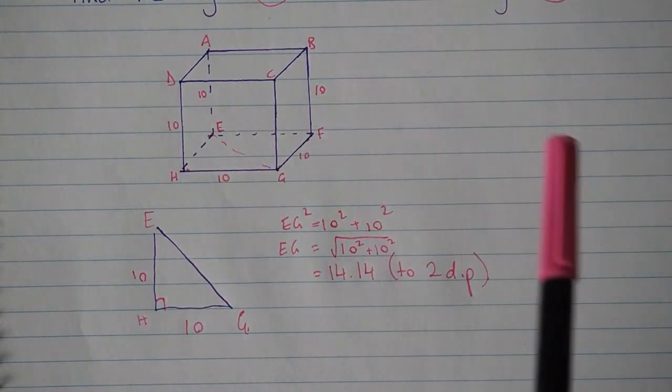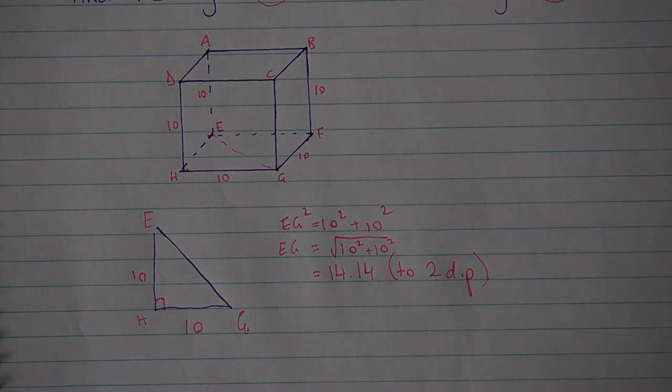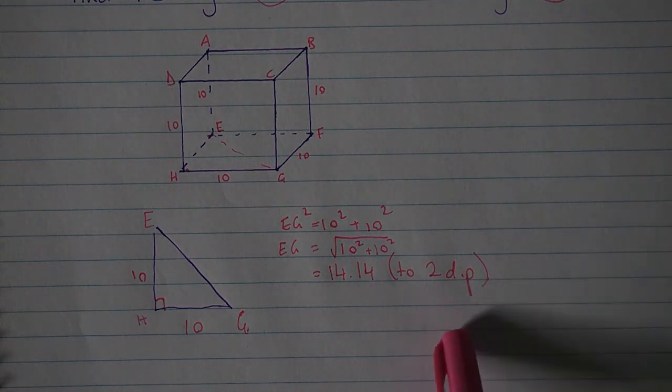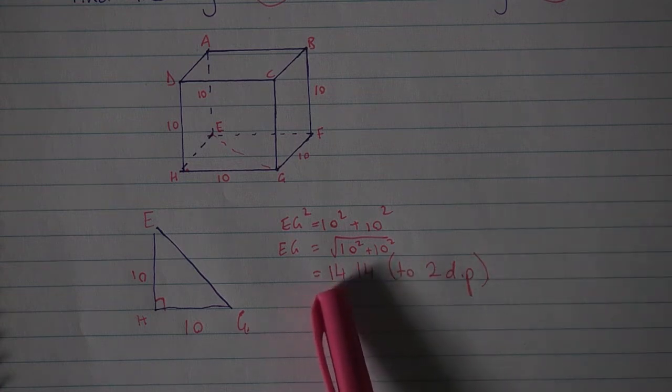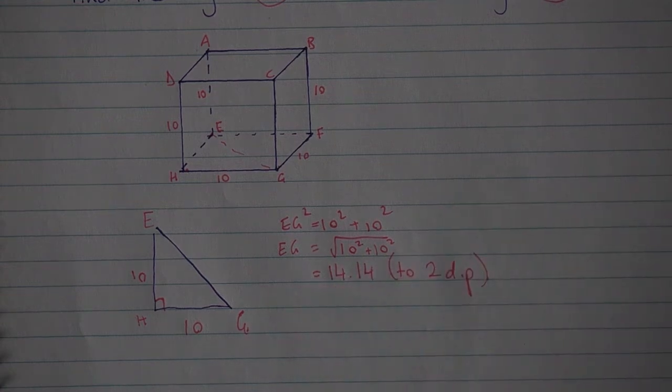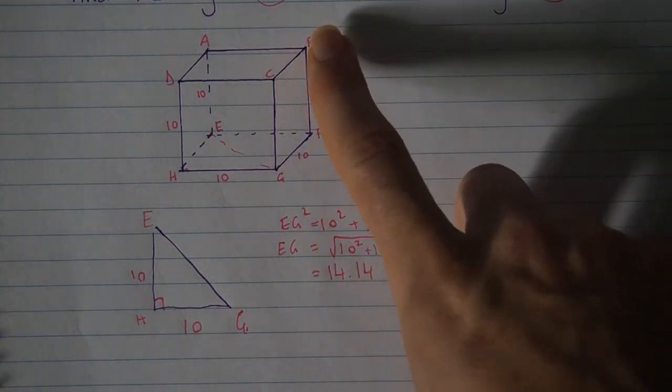Just on a side note, if your question doesn't specify how much it wants you to round, just go to something like 2 decimal places. If you're not asked otherwise, do 2 decimal places. It's enough detail to differentiate between it and another length, especially when you're going to use that value again, which we are. And it's not too long that it's a waste of your time writing out all those values. Okay, so we've found our length EG. We're now going to need to use that to find AG.